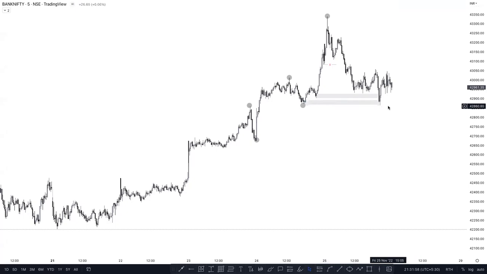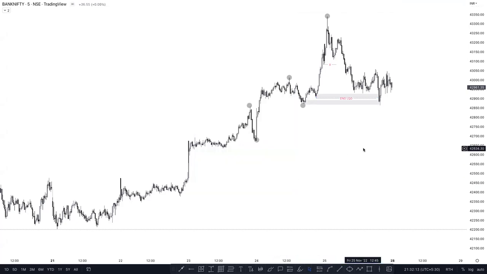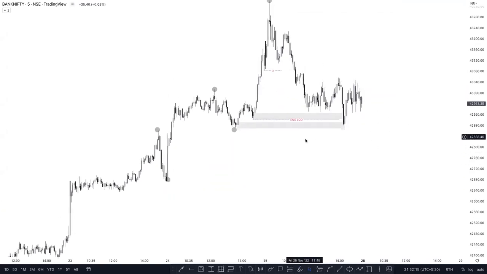So only TPY actually works, first after taking out the inducement, second taking out the intraday liquidity. This low acts like an intraday liquidity, which one is here. Okay, and now we can continue to buy to the upside. But if the market sweeps the previous high, then we can sell, right?